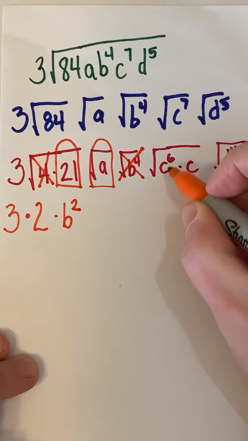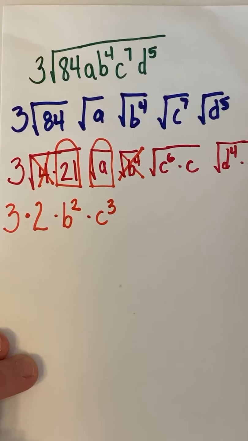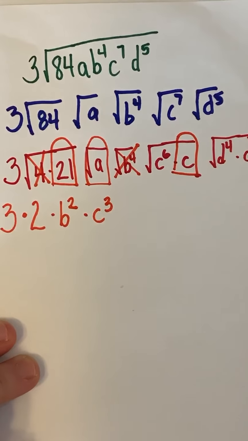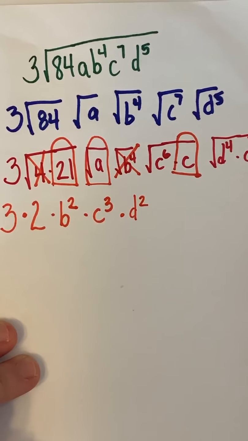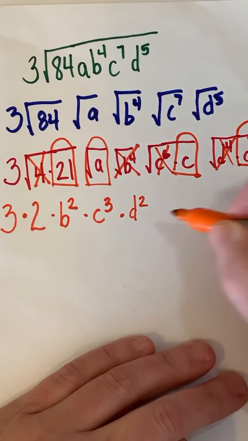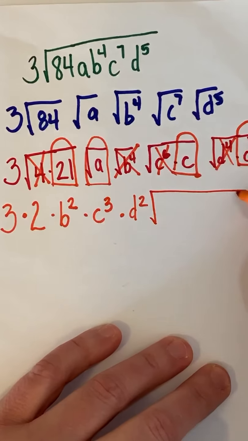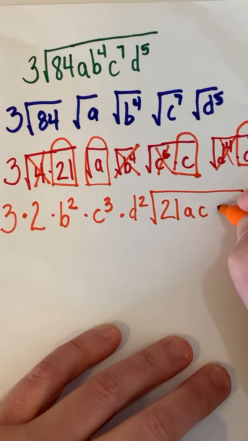C to the 6th is c to the 3rd. C to the 3rd times c to the 3rd, if we add the exponents, we get c to the 6th. However, c is left inside. D to the 4th, when I bring it out, is d squared. D is not a perfect square and must stay in. So I have all these perfect squares getting fresh air, and I'm left with 21 times A times C times D.